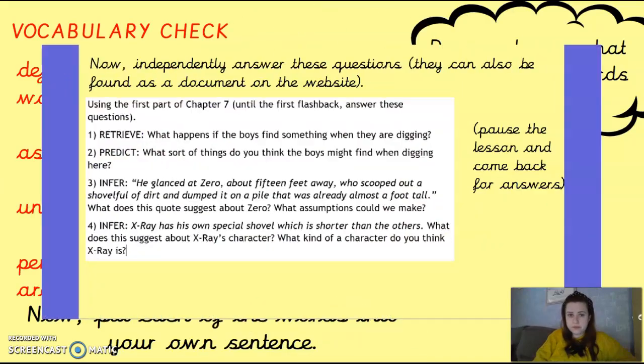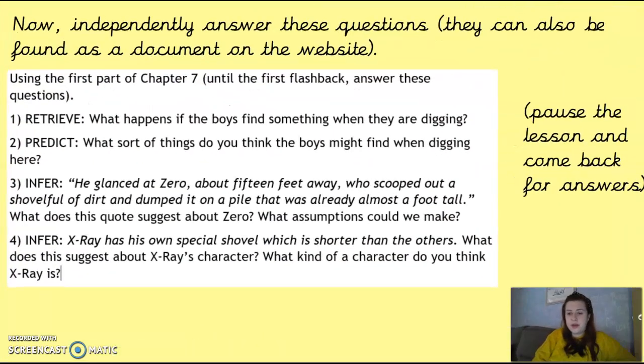Okay. So now what we're going to do is have a go at answering some questions on the bit that we have looked up to, so the bit before the first flashback. You can re-listen to it as you go if you need reminding of bits and pieces as you get to the questions. So we've got a retrieve question, which means that the answer will definitely be in that. It's not hidden at all.